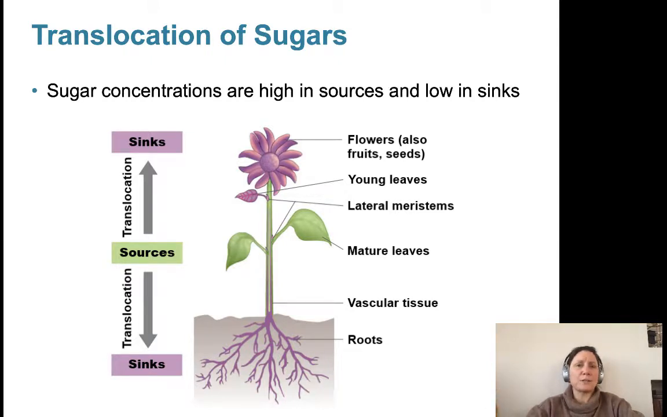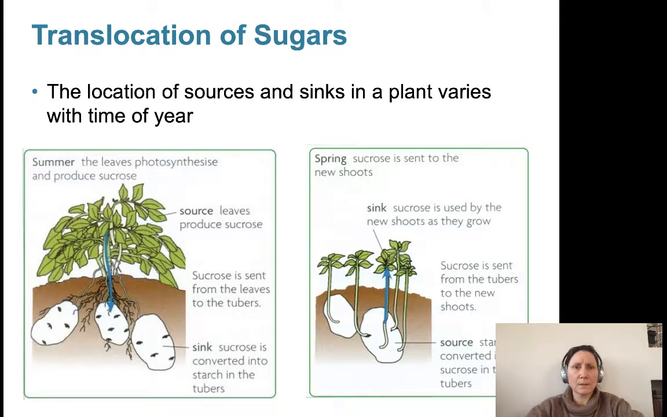So sugar concentrations are high in sources and low in sinks, generally speaking, because of course there's active usage of those sugars for whatever those tissues are doing at that moment. Now, the location of sources and sinks in plants can vary depending on the time of the year and the type of plant. So one example would be if you look at things like tuber plants.